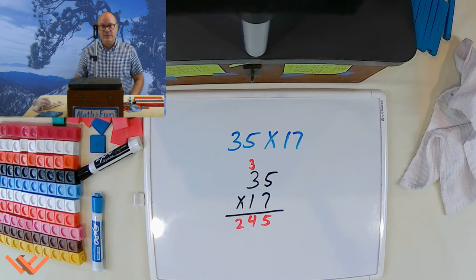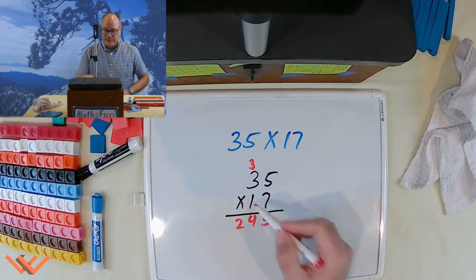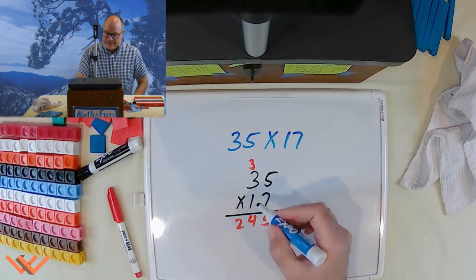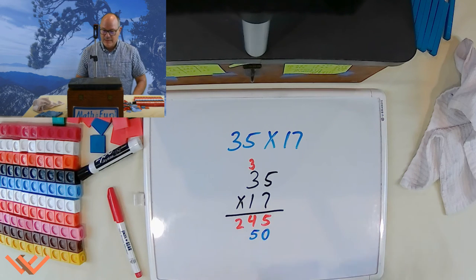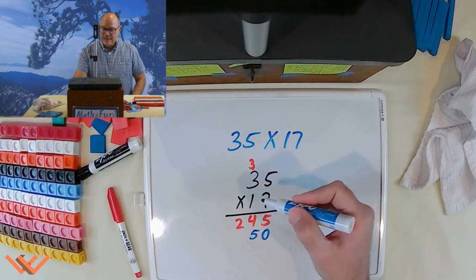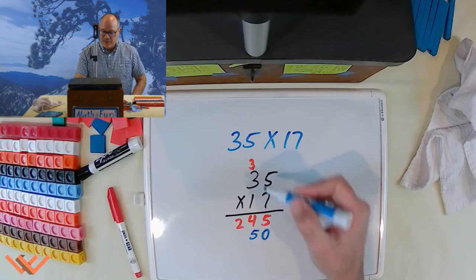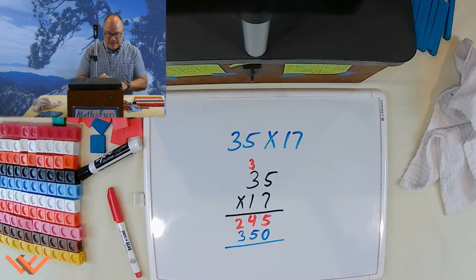See how I did that? 245. Then I come over here and I say, well, wait a minute. I'm going to change colors. I have 10 times 5 is 50. Getting me here? Right? And then 10 times 30, or 3 tens, is going to be 300. So that's 350.